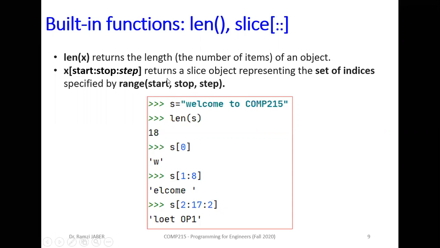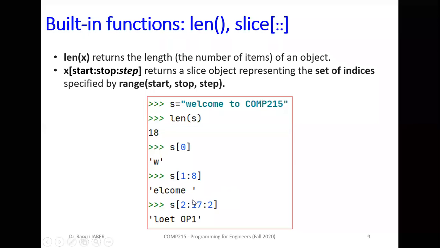In the range from start to stop, stop minus 1. So we'll print S from 1 to 7. So S1 equals E here. E, 1, 2, 3, 4, 5, 6, 7. The space is included here. As you can see, we have space here and single quote. So space is counted also. So we print from 1 to 8.